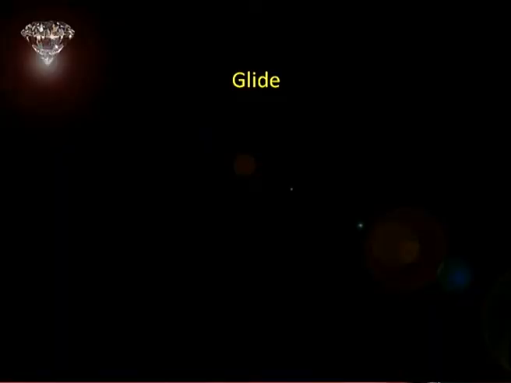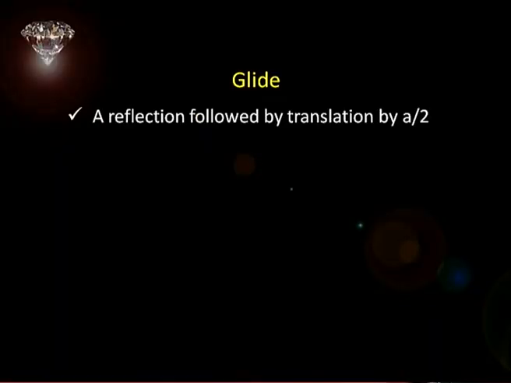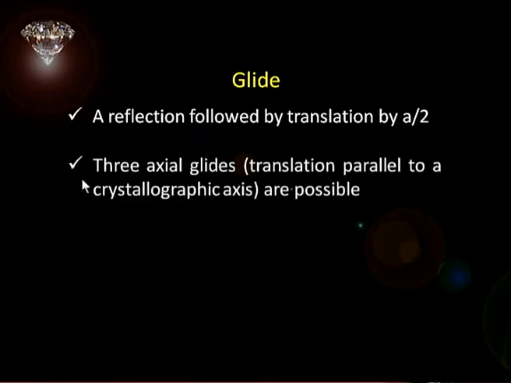Now, let us move to the second kind of symmetry operation which is exclusive to crystals, that happens to be glide. This again is a combined operation there, wherein there is a reflection followed by a translation by a certain distance, a by 2 is one possibility. Now, there are 3 axial glides, wherein there is a translation parallel to a crystallographic axis. What are these? They are given as A.